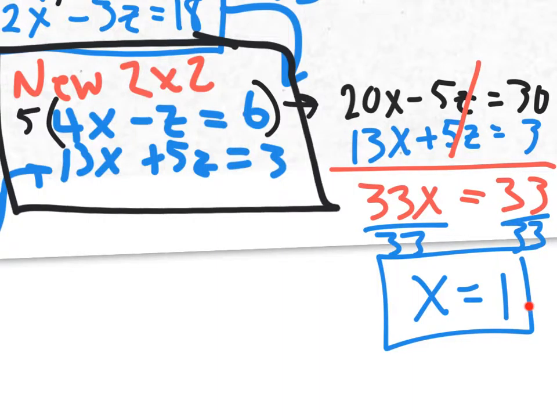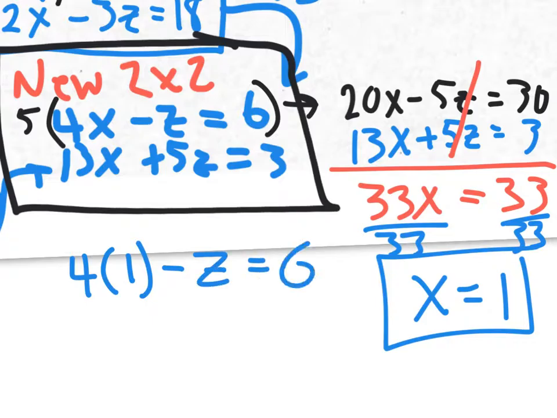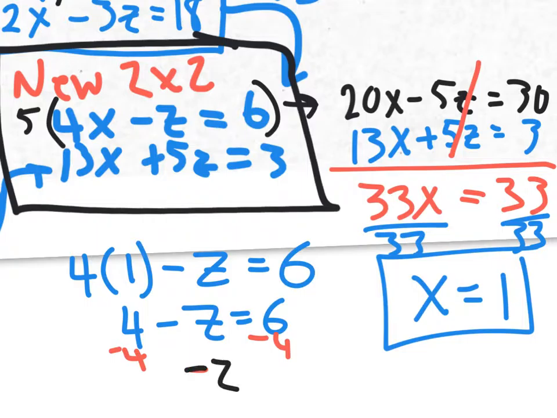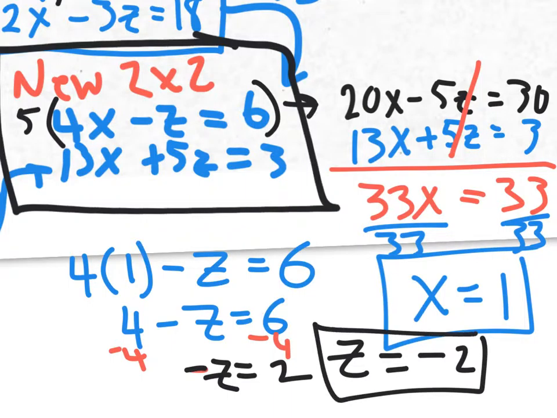Okay, so we're going to take the answer of 1 and plug it into the 2 by 2. Either this top one or the bottom one. I want to go with the top one. So that top one says 4 times x, and x is 1, minus z equals 6. So you have 4 minus z equals 6. So you're going to subtract 4 and subtract 4. So you're going to get negative z. Let me change colors here. Negative z equals 2, which means what? Z equals negative 2. Ladies and gentlemen, we have 2 out of the 3 answers.